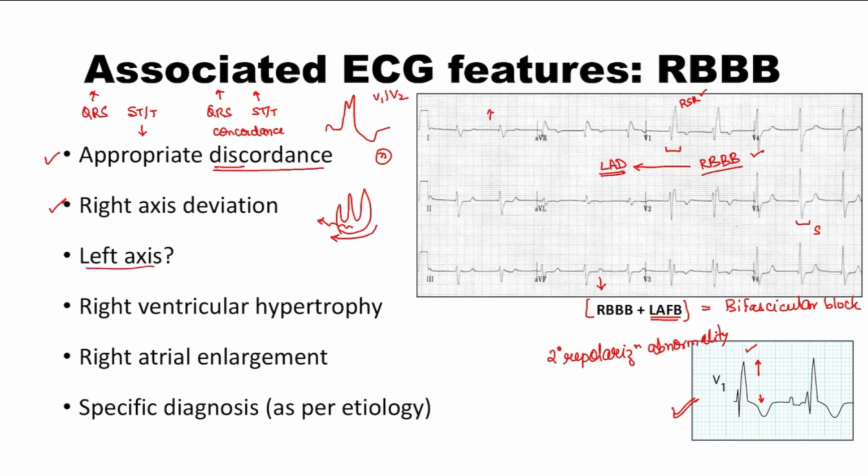So yes, left axis can be present and you should always be vigilant in a patient with a right bundle branch block. Look at the axis, and if you find there's a left axis, it's not an isolated RBBB, there's an associated left anterior fascicular block as well.